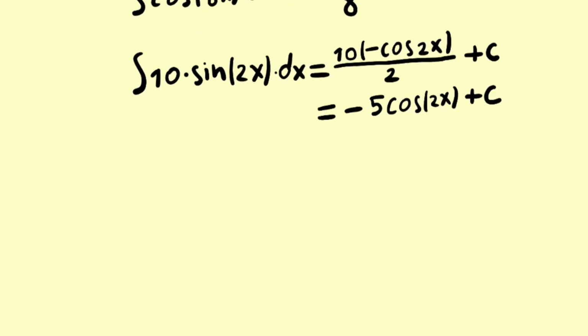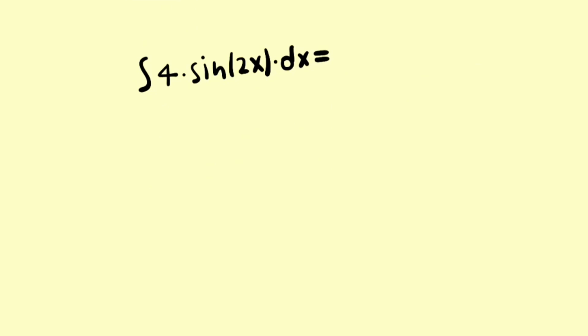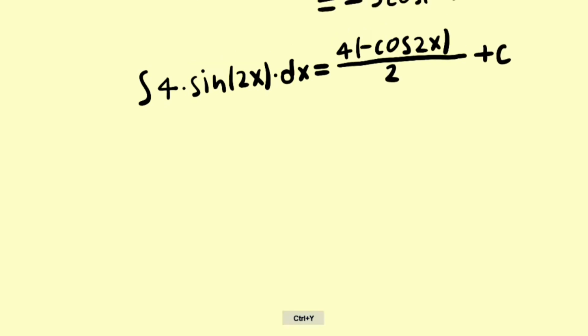Let's try this one, 4 sine 2x dx. The antiderivative of sine is negative cosine 2x, but divided by 2. So, the final answer is negative 2 cosine 2x plus c, since 4 divided by 2 is 2.